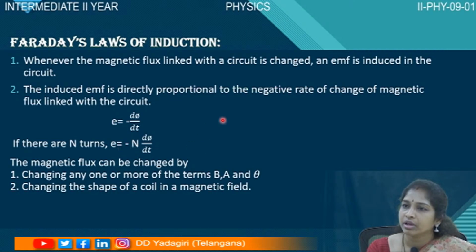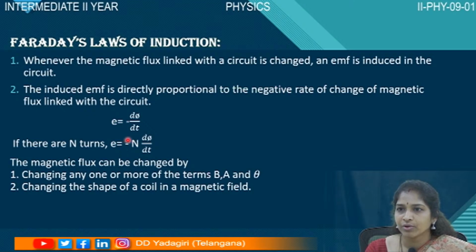If there are 3 turns, then what is E? It is directly proportional to minus d phi by dt in each and every coil. The d phi by dt indicates in each and every coil. So if there are 3 turns, we substitute 3 here. So E equals minus 3 d phi by dt. That means the induced EMF also depends on the number of turns. We may get a doubt about why we are writing this negative sign. This negative sign indicates that this EMF always opposes the change in the flux.